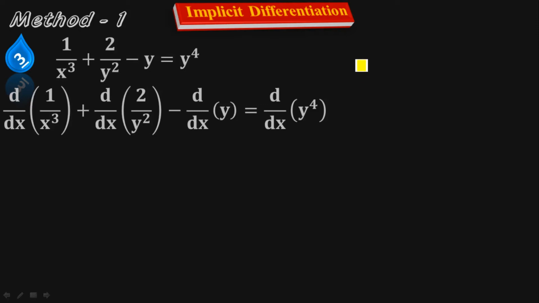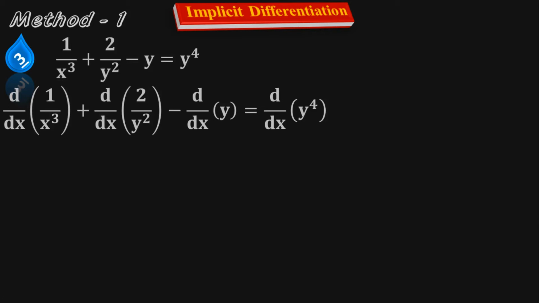My independent variable is x. Therefore, I'm taking everything with respect to x. They may ask to find dx over dy. If they need dx over dy, then you have to take everything with respect to y. It is just a matter of independent and dependent variables.